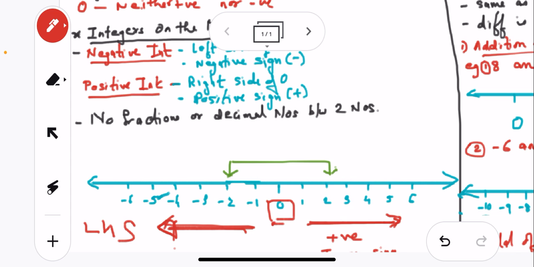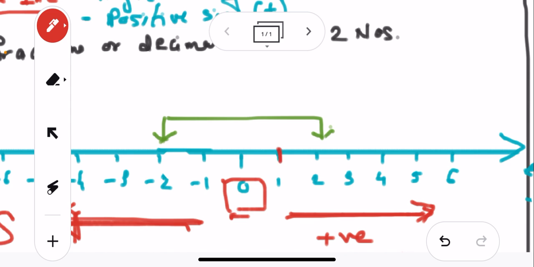Now here the distances between consecutive numbers are equal, that is, the distance between any two consecutive numbers is equal, and they do not include fraction or decimal numbers in between. Because we know that integers are numbers like -1, -2, 1, 2, 3, 4. They are not rational numbers. So it will not include any fractional or decimal numbers between these two numbers.